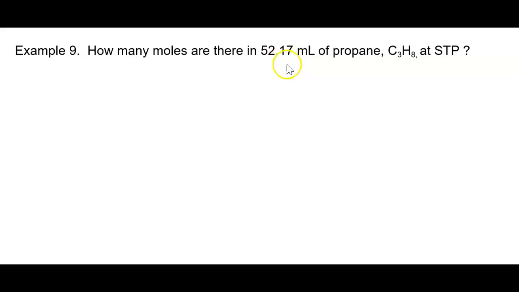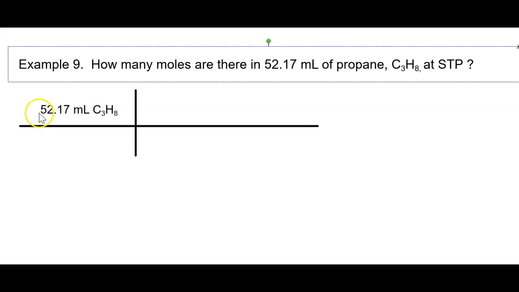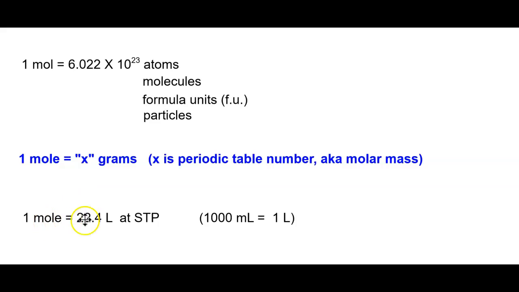So example 9 has us going from milliliters to moles. So we're going to start like always with a grid. We're going to put the number, unit, and formula in the top box. That means that we have to have the same unit and formula in the bottom box, and we need milliliters to go to moles. So in order to get to moles, we have to go through liters first.